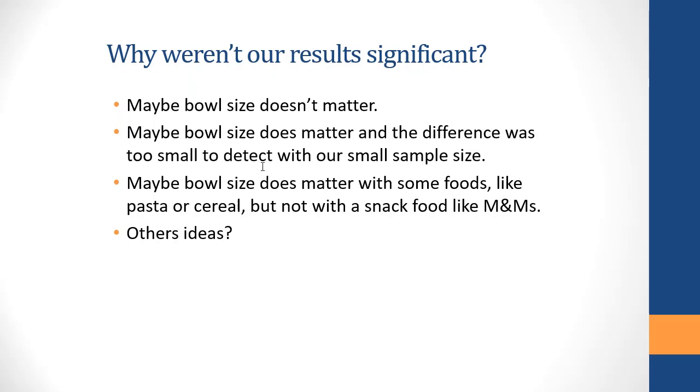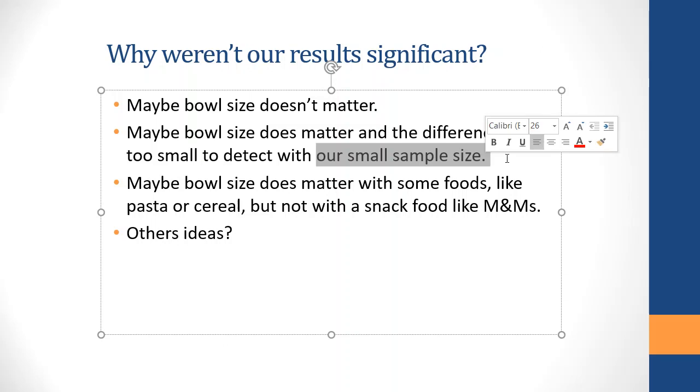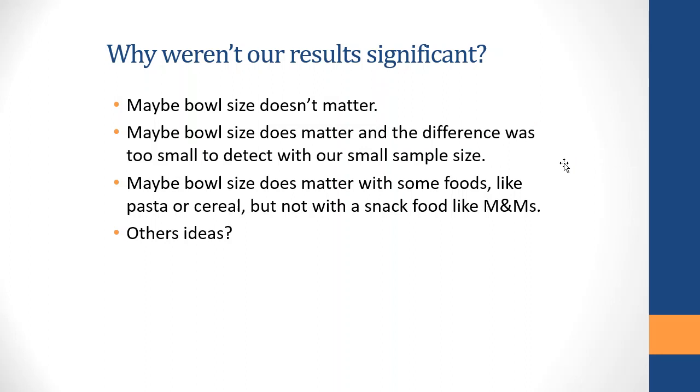All right. And you might wonder, well, why wasn't our result significant? It could be that the bowl size doesn't matter. It could be that the bowl size does matter, but the difference was too small to detect with our small sample size. So we just didn't have enough power in our test to detect it. So we could have made a type 2 error here. It could be a missed opportunity, or it could be the null hypothesis is true. And maybe bowl size matters with some foods, but not others, or something else.